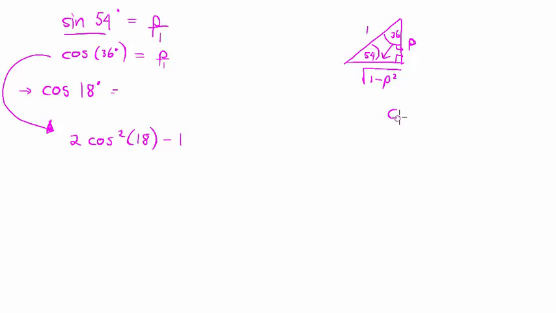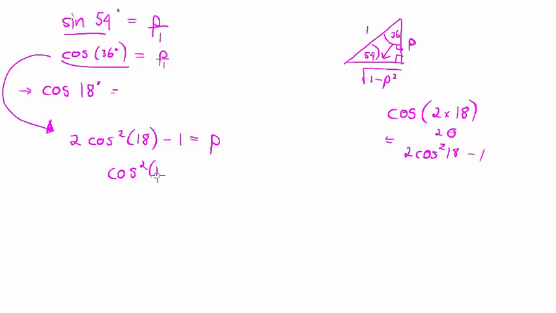Okay, so cos of 36 is cos of 2 times 18, and this is the double angle formula. This is like saying 2 times theta, but instead of theta, I have 18. So instead of saying this is 2 cos squared theta minus 1, I say it's 2 cos squared 18 minus 1. And this should all be equal to P, because cos of 36 is just being replaced with this expression. And so now I just solve for cos squared 18, which is equal to P plus 1 over 2.